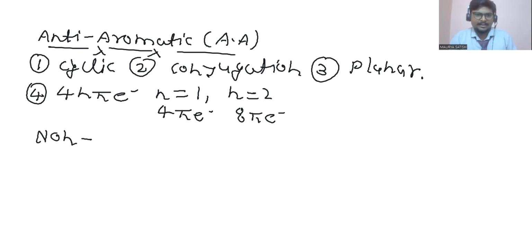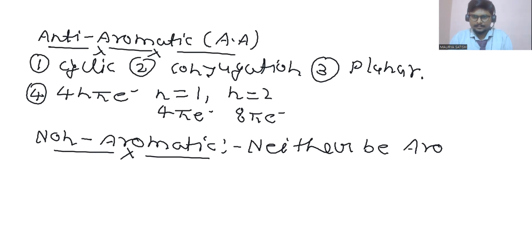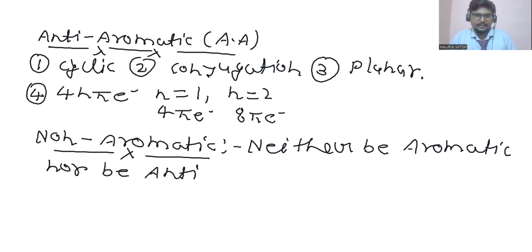Then move to non-aromatic. Obviously, non-aromatic is which is neither aromatic nor anti-aromatic. That means a compound that is neither aromatic nor anti-aromatic is called non-aromatic.